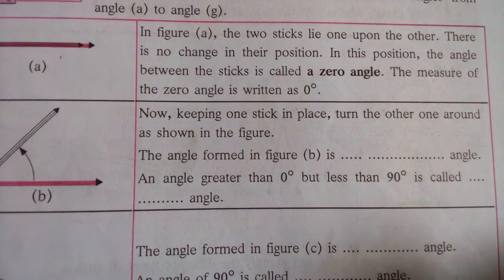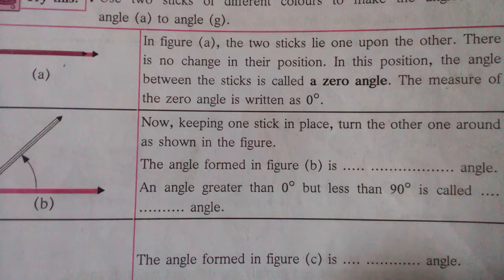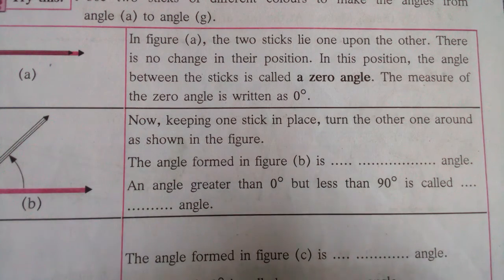In the last lecture, we started our new lesson, angles. In that, we saw the edges, the vertex, and how to read an angle. Today, we are going to learn the different types of angles: zero angle, acute angle, right angle, obtuse angle, straight angle, reflex angle, and full or complete angle.